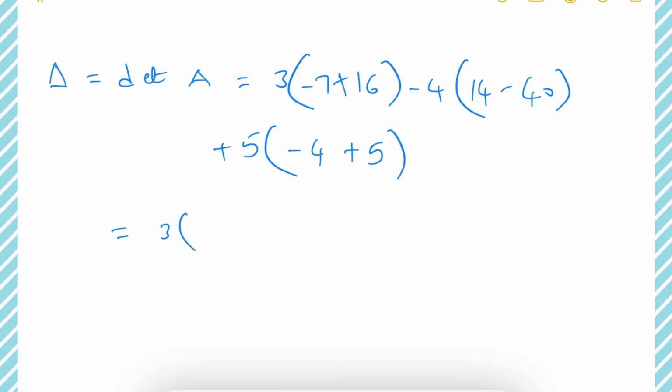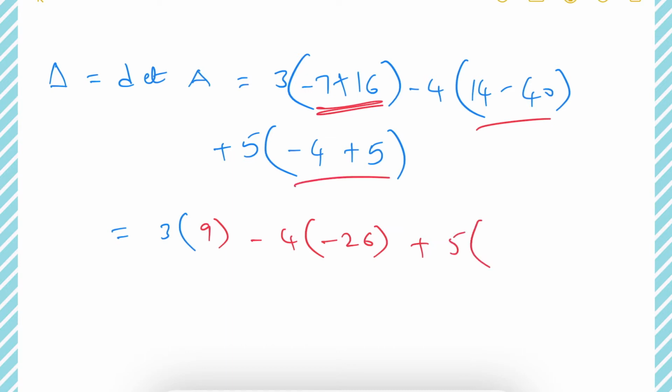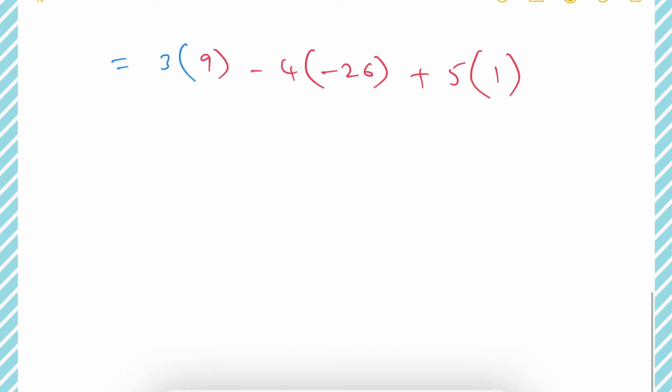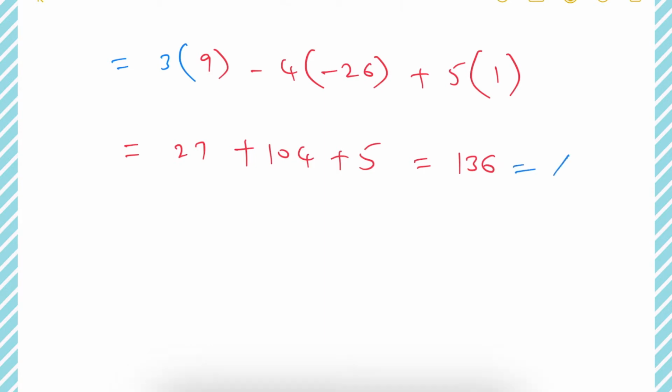3 times minus 7 plus 16, it will become 9, minus 4 into 14 minus 40, minus 26, plus 5 into minus 4 plus 5, it will be 1. Okay, let us simplify this further. It will be 3 9s are 27, minus into minus plus 4 into 26, that is 104, plus 5 1s are 5, which is equal to 136. This one we will write as delta.